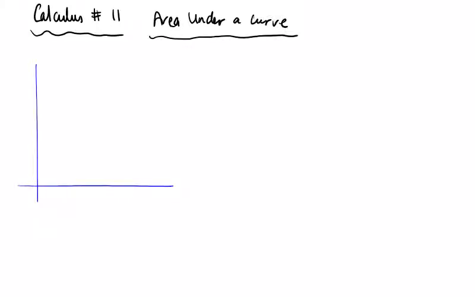In this video, we're going to look at area under a curve, and we're going to look at how integration can do this for us. We're going to start with just a straight line here. Let's call it y is equal to x. And let's call this here the point 6, 6.